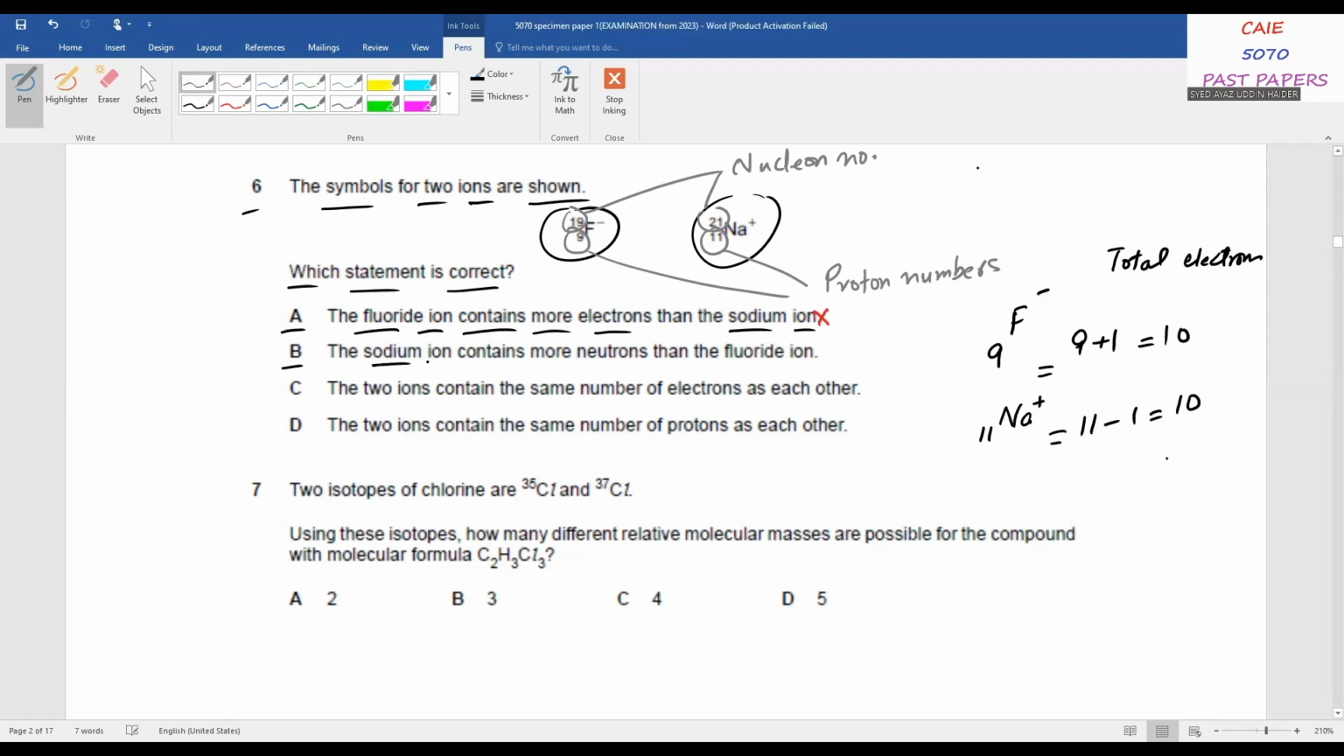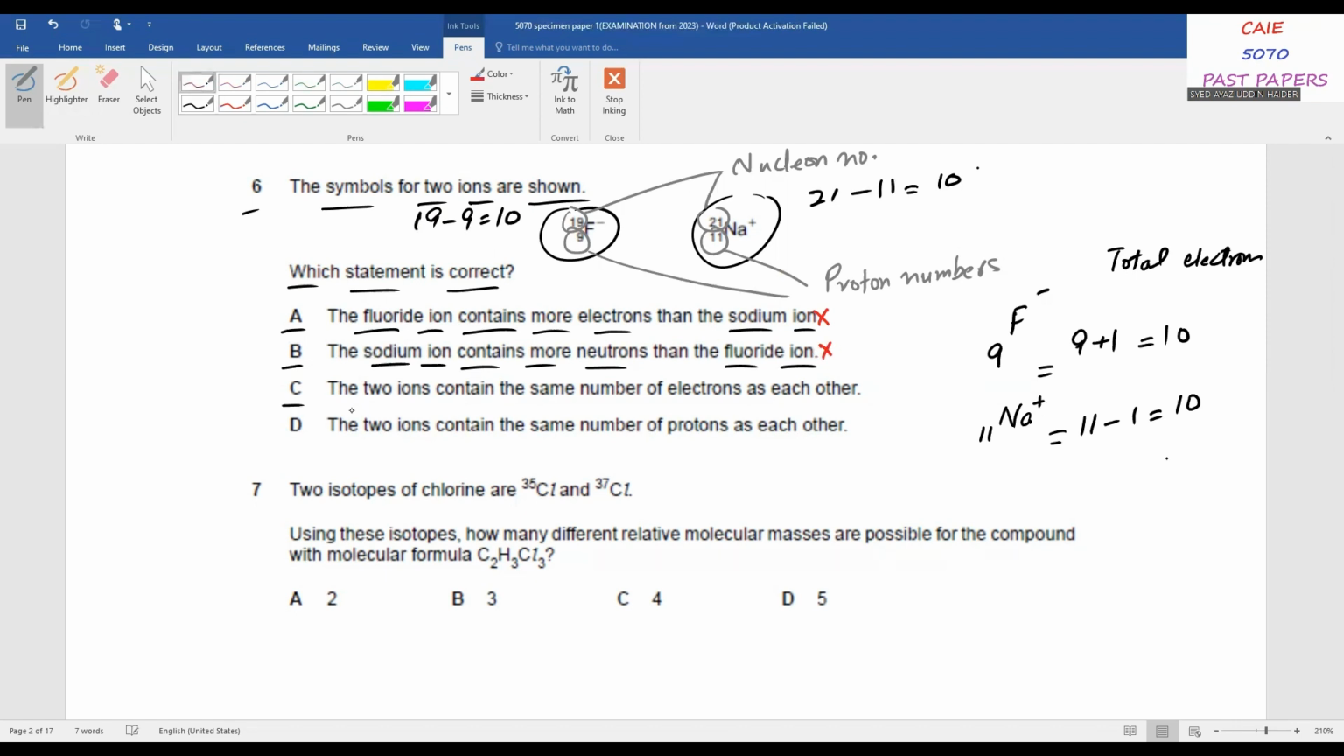B. The sodium ion contains more neutrons than the fluoride ion. Now look at the number of neutrons for both of these. You know how you're going to calculate the number of neutrons by subtracting the proton number from nucleon number. For fluoride, 19 minus 9 is 10. For sodium ion, 21 minus 11, it is also 10. So this statement is also incorrect.